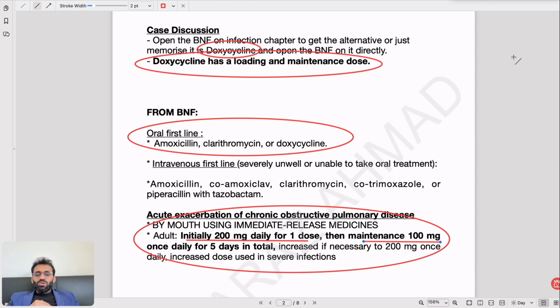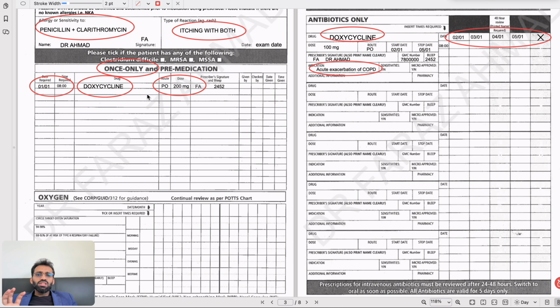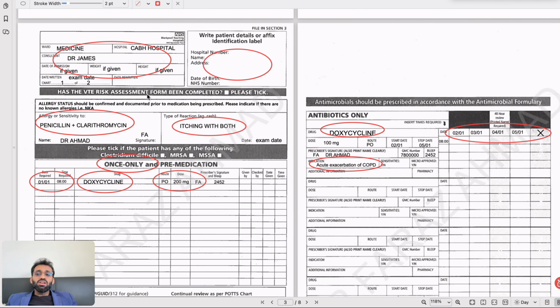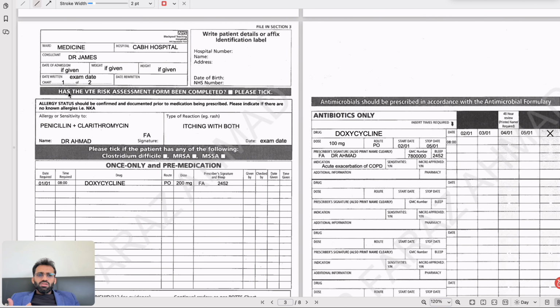So let's move forward, and now we are going to write the prescription. The one important thing we have learned: if some drug is having a loading dose, how will we write it and where will we write it? The loading dose will be written in the once only section. So here we go, as we start writing the prescription, you are aware of that.